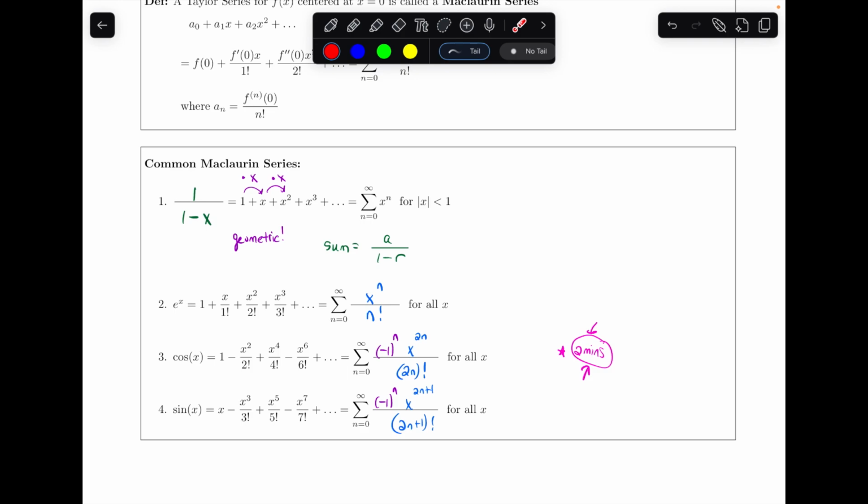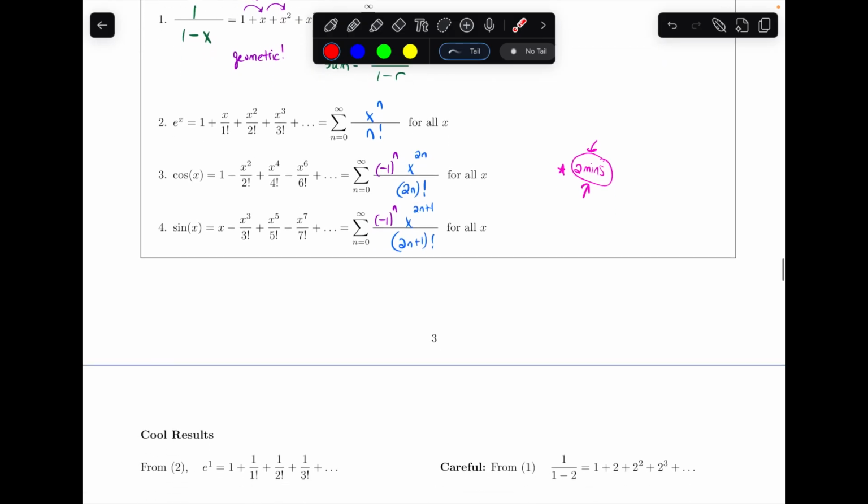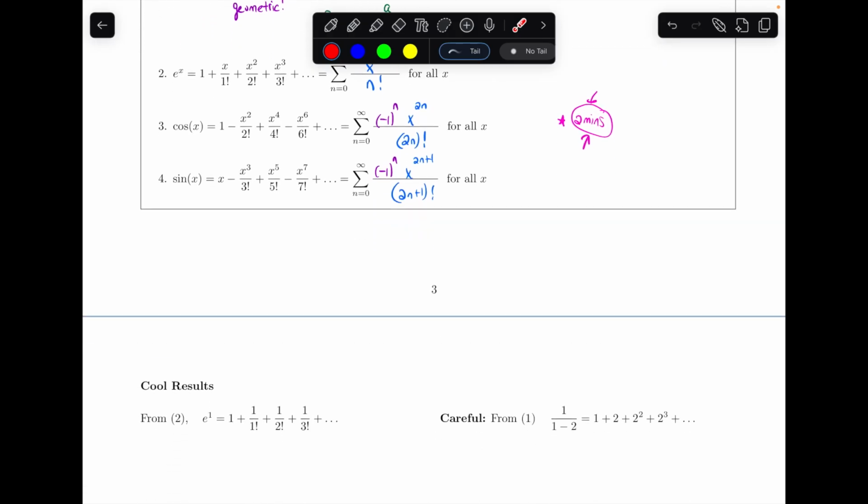So it turns out for e to the x, cosine x, and sine x, they equal these Maclaurin series for all x. Any x value that I plug in to both sides, they're going to be exactly equal. But for this first one, there's just a limited domain of x values where they're actually equal to each other. So there's a few cool results we can get from this.